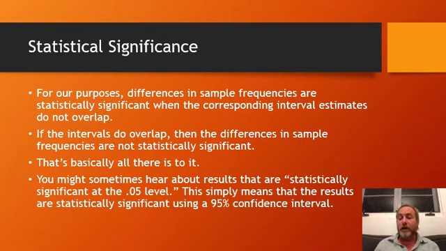For us, we've already figured out how to tell if something's statistically significant. It's if the interval estimates don't overlap. We've already seen that. If they do overlap, then the differences in the sample frequencies are not statistically significant. That's basically all there is to it. You might sometimes hear about results being statistically significant at the 0.05 level. This just means the results are statistically significant using a 95% confidence interval, which is what we've been doing. So you already know how to calculate.